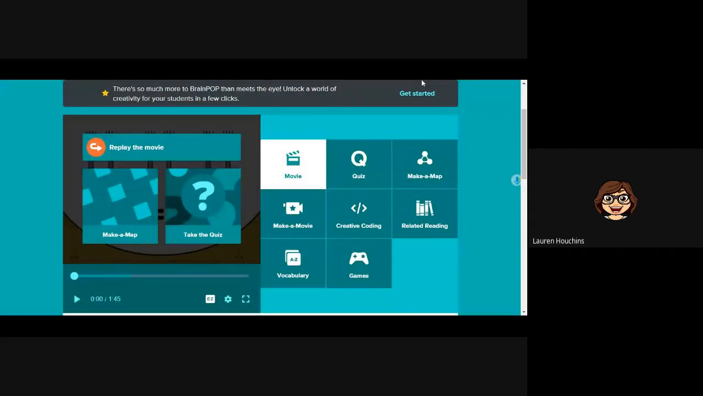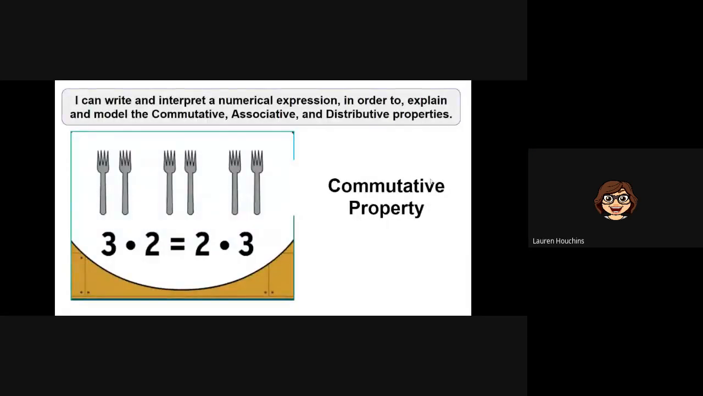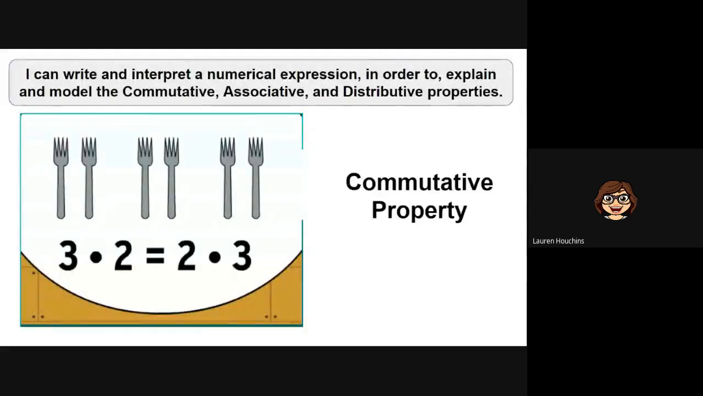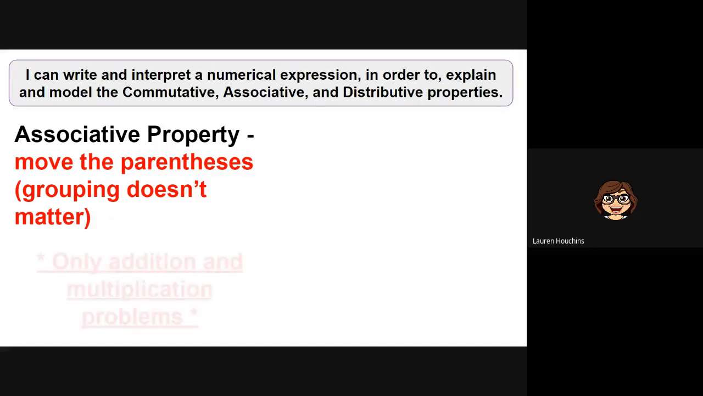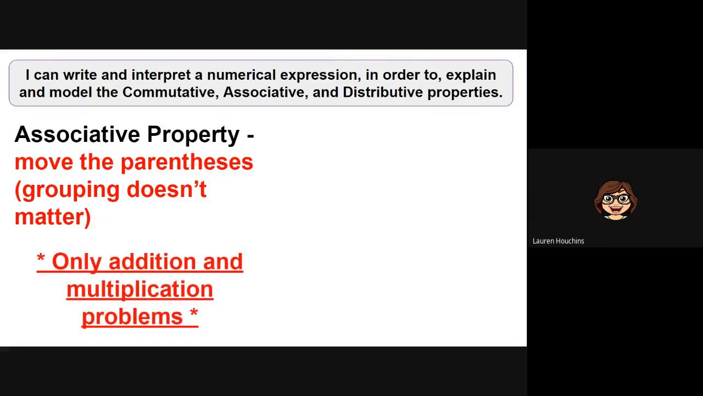All right. So the commutative property, remember, is just switching the order of the numbers. Next, we have the associative property. The associative property involves moving the parentheses. This means the grouping of the numbers doesn't matter. And again, only addition and multiplication problems can be used with the associative property. Let's look at some examples.